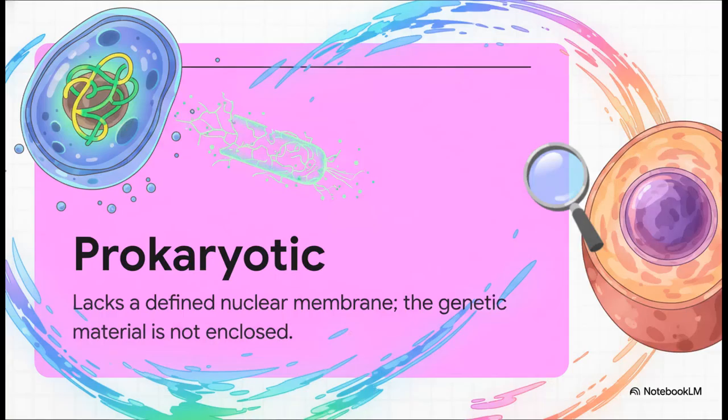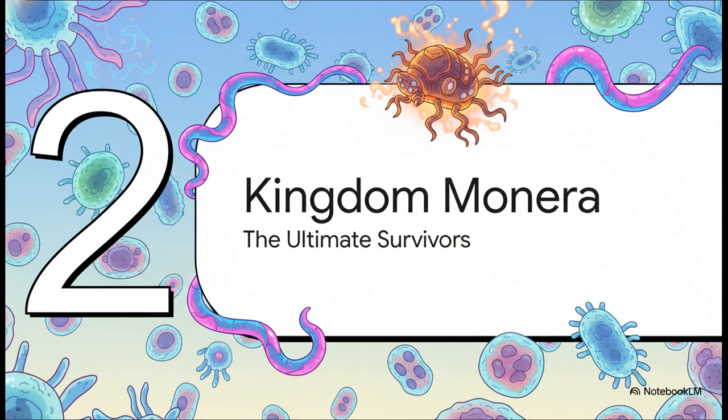Now, before we jump into our first specific kingdom, you absolutely need to memorize this crucial vocabulary trick. If a cell is prokaryotic, its genetic material isn't trapped inside a nuclear membrane. It's just hanging out freely in the cell. So if you can remember that prokaryotic means no defined nucleus, you have already mastered the core defining feature of our first group. Which brings us to Section 2, Kingdom Monera.